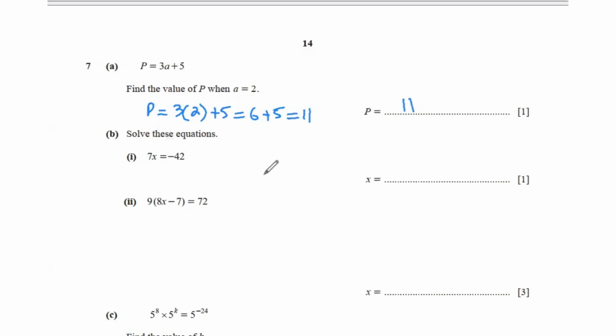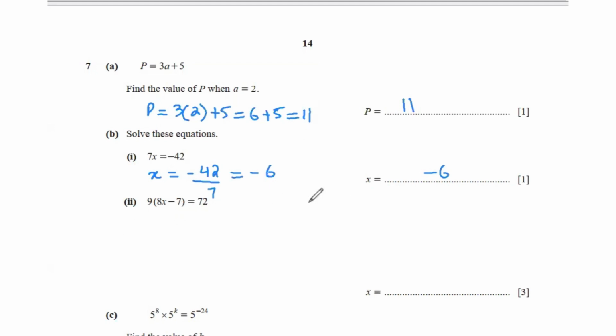Then it says solve these equations. 7x equals negative 42, which means x would be negative 42 divided by 7, and that is negative 6. Remember, a negative integer divided by a positive integer will always give a negative answer, whereas a negative integer divided by a negative integer would be positive.